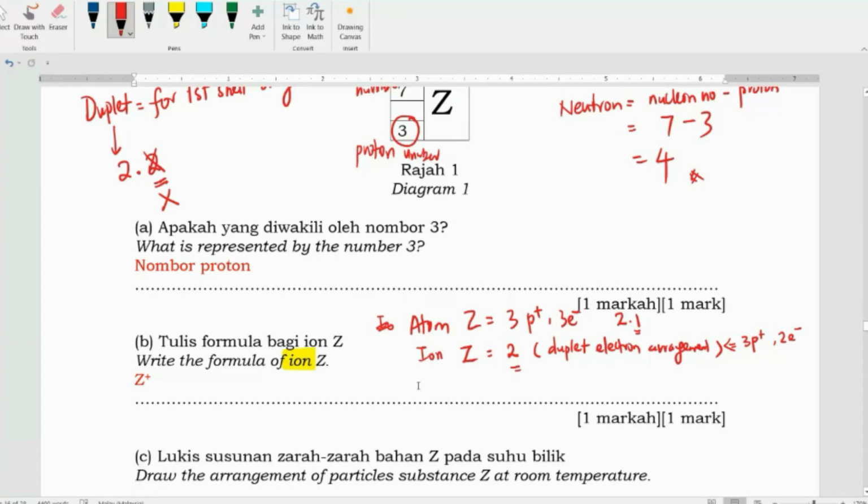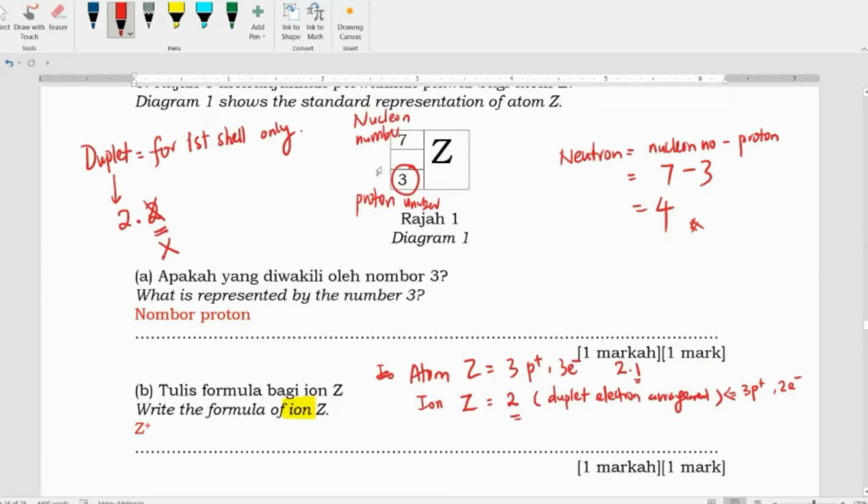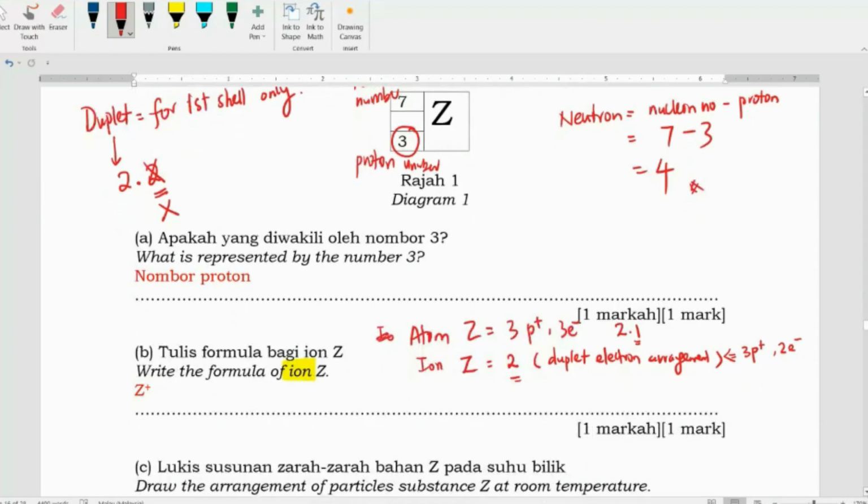Draw the arrangement of particles of substance Z at room temperature. First, what is the physical state of Z at room temperature? Is it solid? This one is 2,1. 2,1 is lithium. Yes, lithium is a solid. It's an alkali metal, right? Z is an alkali metal, so being a metal, it's a solid.